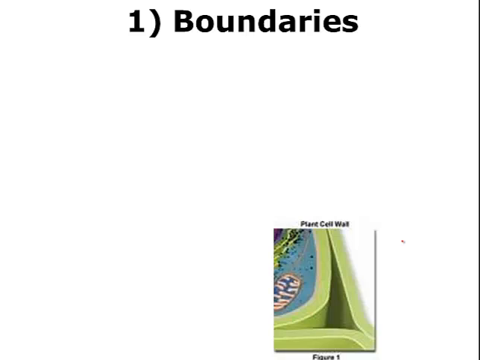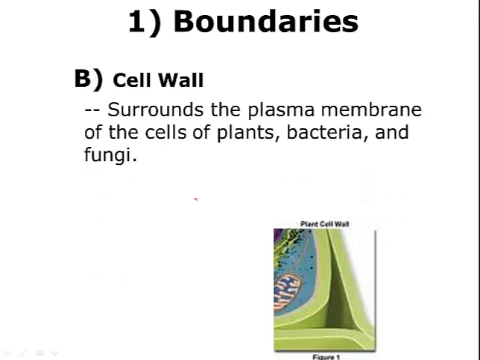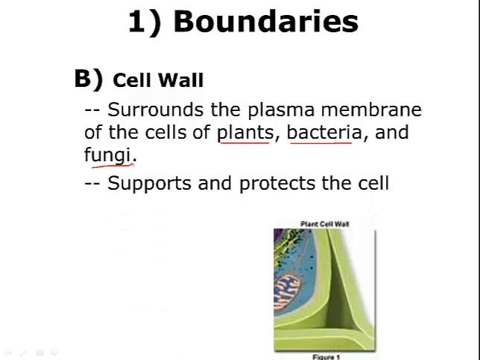Another boundary that some cells have is a cell wall. Cell walls are only found in plants, bacteria, fungi, and some of our protists that are out there. We'll get into the different categories of living things at a later time. But animals like us do not have cell walls surrounding any of our cells. But these types of organisms do. It goes right around the outside of the plasma membrane, and it's going to allow for extra support for the cell and also extra protection for the cell.